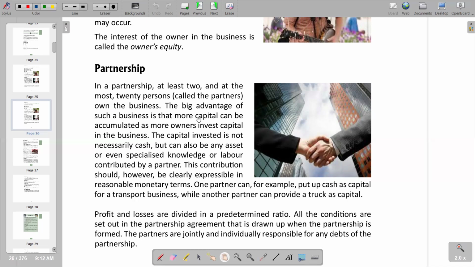The big advantage of such a business is that more capital can be accumulated as more owners invest capital in the business. But these partners, as owners of the business, have to share the profits at the end of each financial period. If there are losses, they also share. Remember, by running a business, we can either make a profit or make a loss.